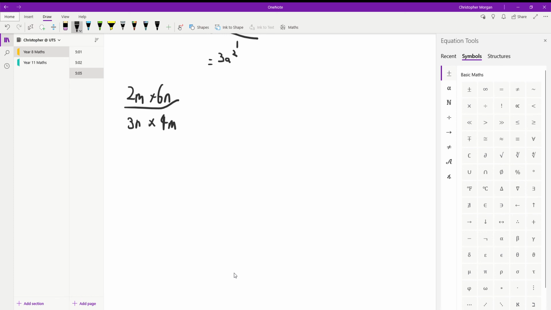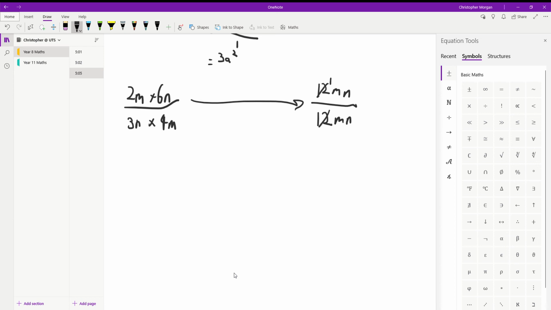Okay, the first one I will do over here. First one is we multiply it all together. So 2m multiplied by 6n gives us, well, 12mn. Okay, 3n multiplied by 4m gives us 12mn. Now that we have this, well, we can see that we can cancel the 12s.